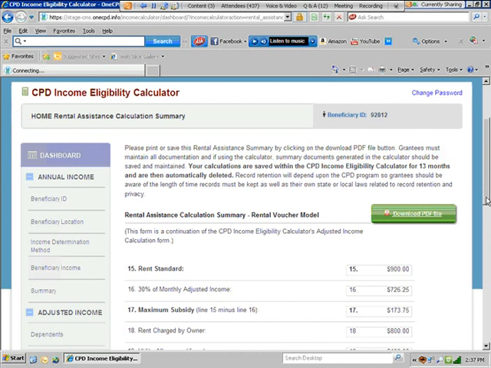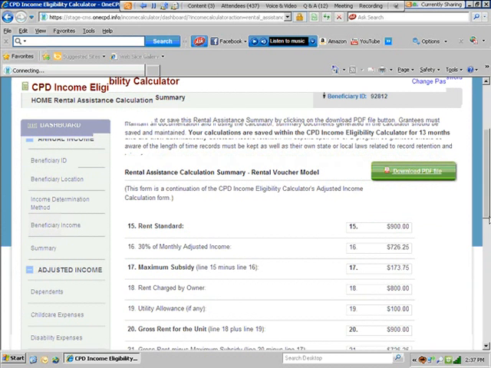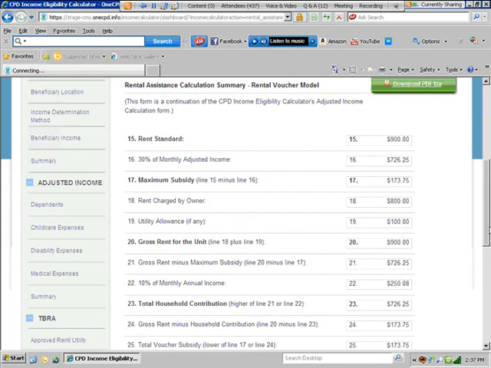This is our rental voucher model summary, where we could download to a PDF here at the top, okay, but if you want to check the math here, in the voucher model you always start out with the rent standard, and the system then calculates what 30% of the household monthly adjusted gross income is. So it's the adjusted income amount, which was $29,000, divided by 12 times 30%. That's how you get the $726, okay?